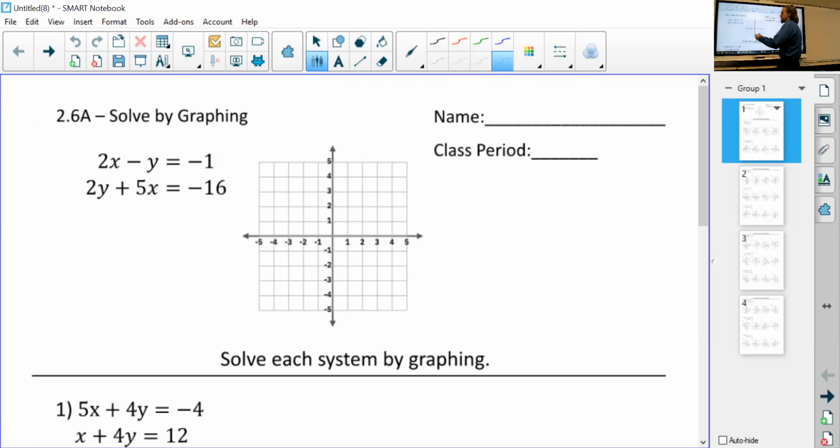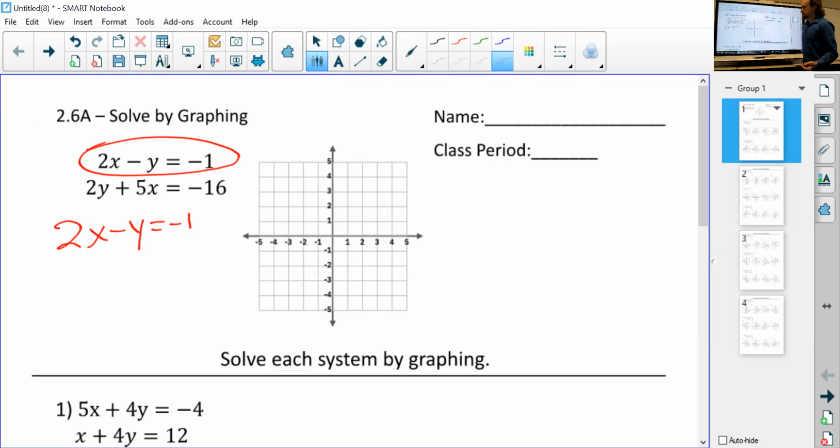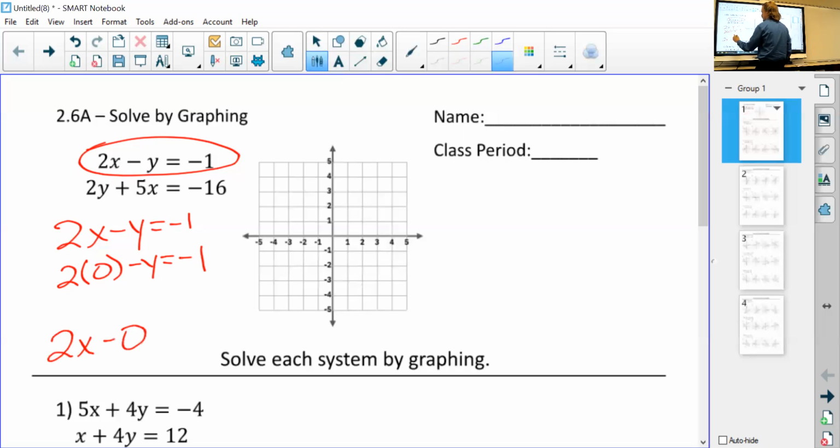So we're going to do this one equation at a time, and we're going to graph both equations. If I have 2x minus y, copy it down, I just want to find the x and y intercepts. What is y when x is 0? And what is x when y is 0? You can think of that as covering over the left term, then covering over the right term, and then solving for the variables left over.